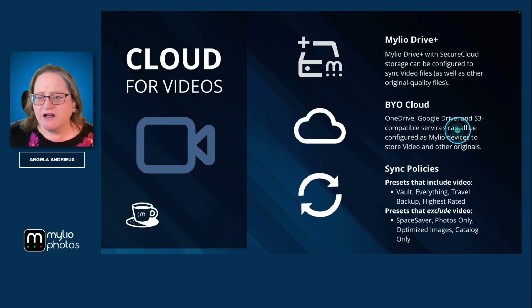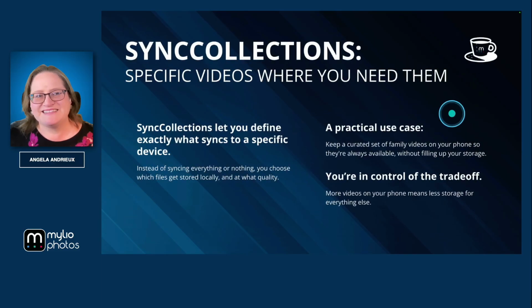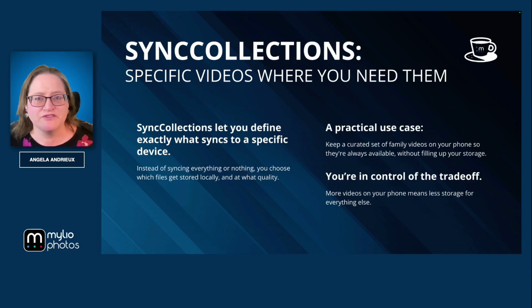All right, so moving on, sync collections. This is how you add specific videos to the places that you want. So let's say that you have a handful of videos. You know you're going to be visiting your parents, and you have some old movies that you converted to digital, and you want to have those on your phone or your tablet so you can play them for that particular family member when you get there. You don't have to worry about the cloud. You don't have to worry about internet connections. You want those things to be locally stored on your phone or your tablet when you get there. What a sync collection lets you do is define exactly what is syncing to a specific device. So instead of relying on that preset, you can take that preset as a starting point and then add to it.